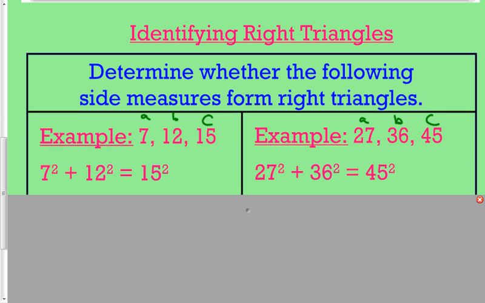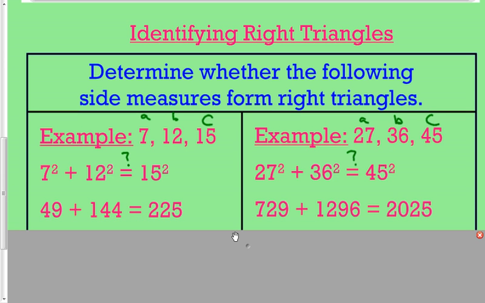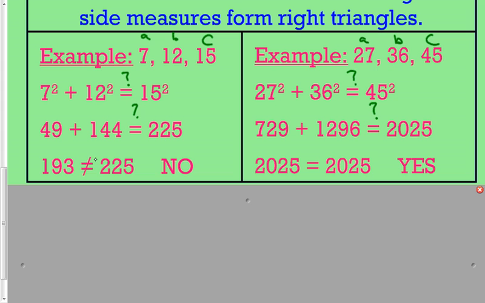So the one on the left we have 7 squared plus 12 squared equals 15 squared. I'm going to put a question mark over the top of these because we don't know if they're true yet. If they are, then they form a right triangle. If not, then it's not a right triangle. So for each of these I simplified. 49 plus 144 equals 225, question mark. And 729 plus 1296 equals 2025, question mark. And if we add them up on the one side, we see that this is not equal, so this is not a right triangle. This one, however, is equal, so this one is a right triangle.